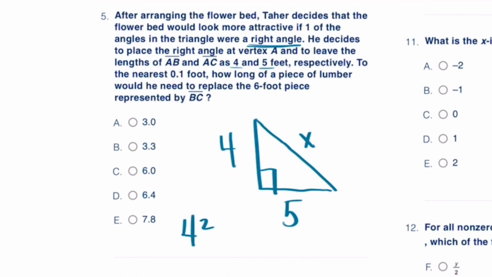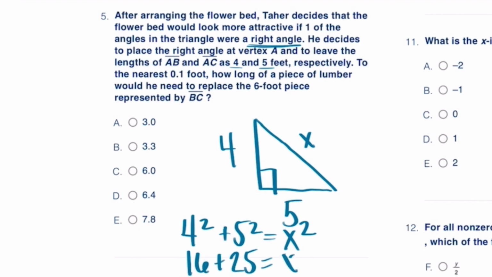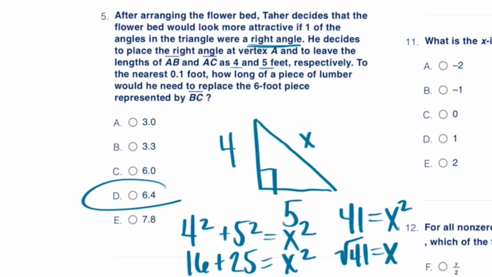A squared plus b squared equals c squared, c being your hypotenuse. So 4 squared plus 5 squared equals x squared. 4 squared is 16, 5 squared is 25. We add those up to get that x squared is 41. To get rid of squared, we square root, which the square root of 41 is approximately 6.4, option D.